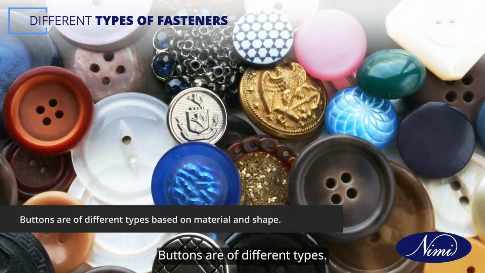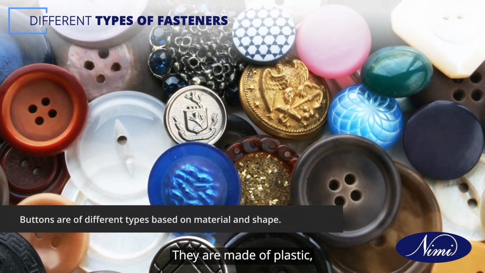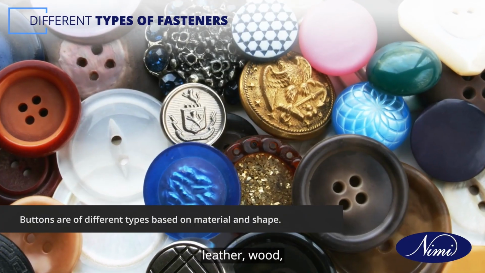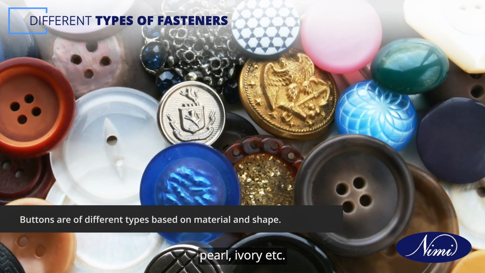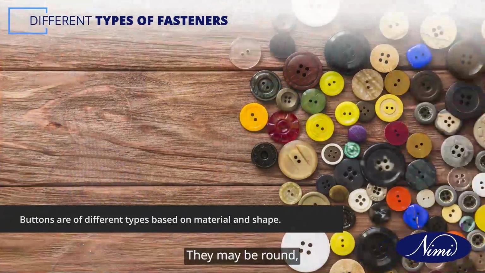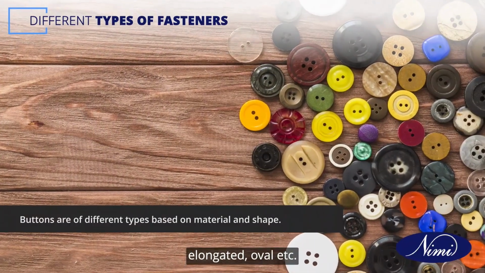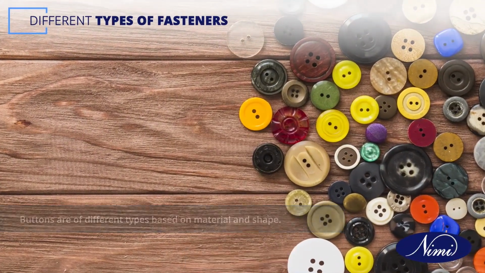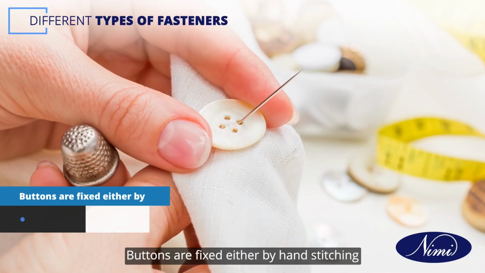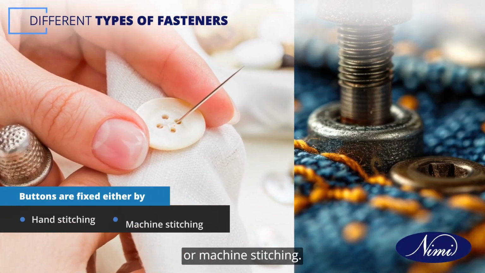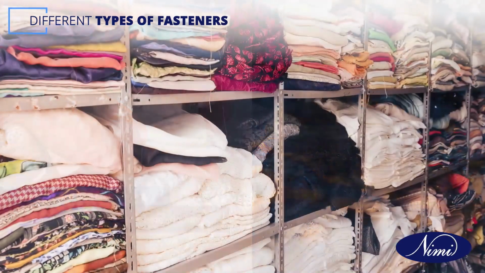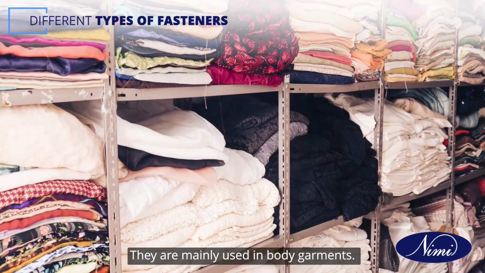Buttons are of different types. They are made of plastic, nylon, metal, leather, wood, pearl, ivory, etc. They may be round, elongated, oval, etc. Buttons are fixed either by hand stitching or machine stitching. They are mainly used in body garments.